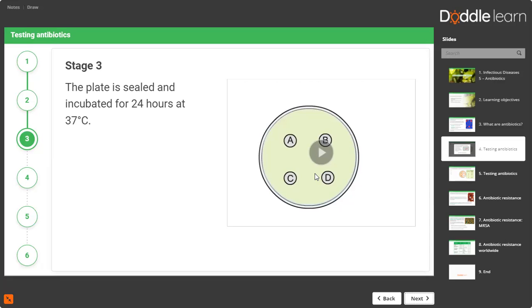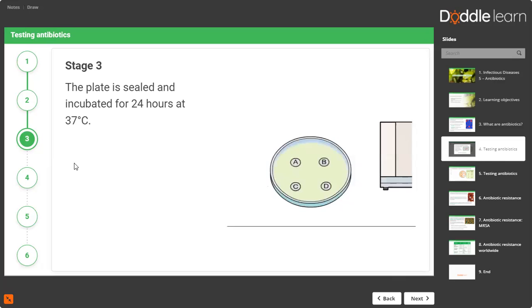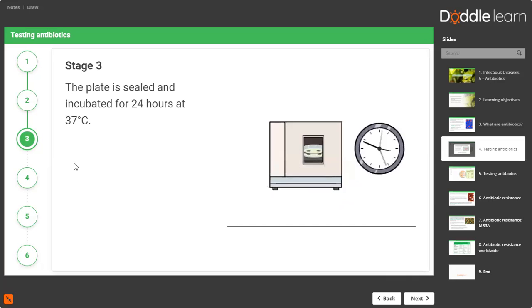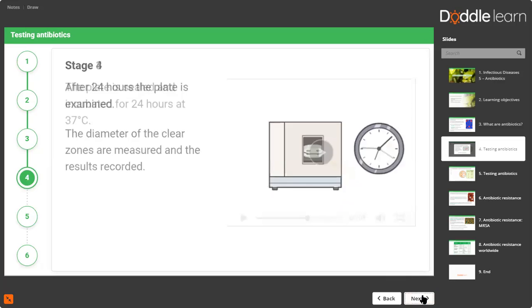But in general, in a lab, we would seal it and incubate it in an incubator, which is like a fridge oven. So it's obviously not as hot as an oven, but it's not as cold as a fridge. It's 37 degrees, we can set them, but they look a bit like a fridgy oven. And we leave them in there for 24 hours. There's a small one, and you can get them that are as big as a fridge freezer. And then we look at them after 24 hours.